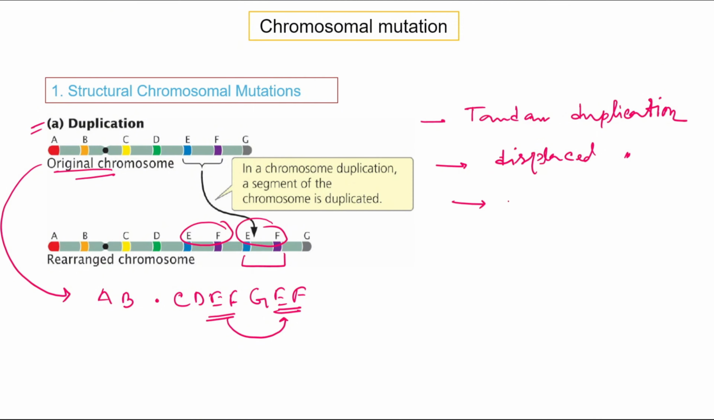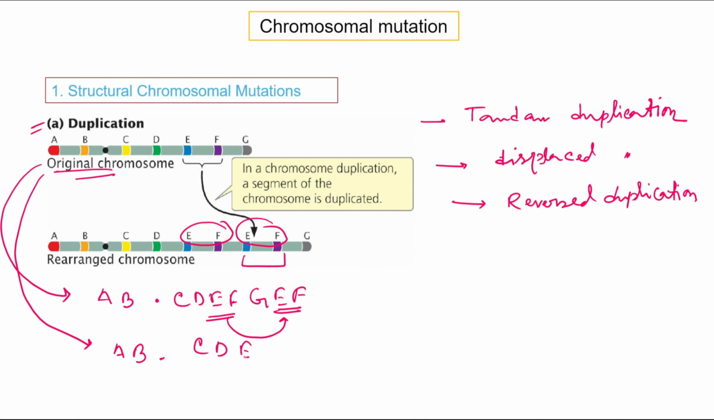Next is the reverse duplication. So this is the original chromosome. In the reverse duplication, this is AB, centromere, CD, EF, then FEG. This is the original segment, and the duplication is reversed, on this side. So this is called reverse duplication. One is tandem duplication, next is displaced duplication, and another is reverse duplication.